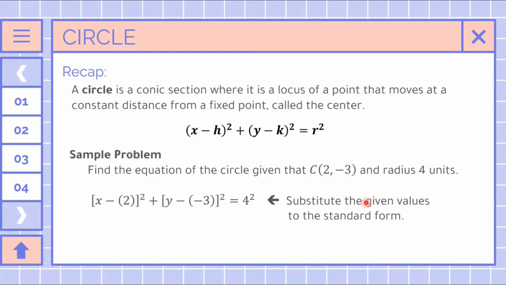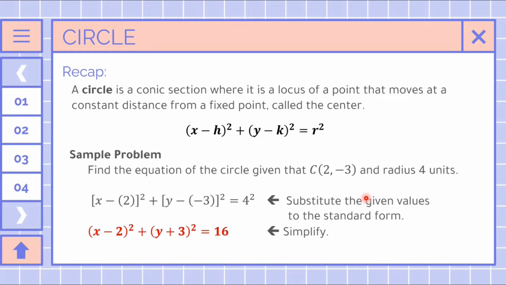would be accurate. So when we simplify this, we'll have x minus 2 squared plus y plus 3 squared is equal to 16. And that is the standard equation for the circle having a center at point (2, negative 3) and a radius of 4 units.